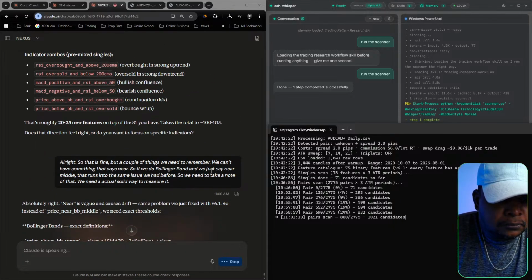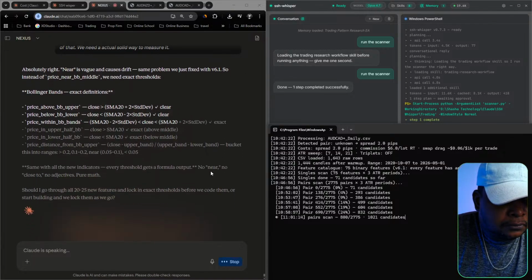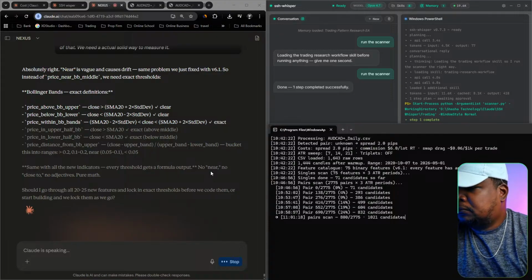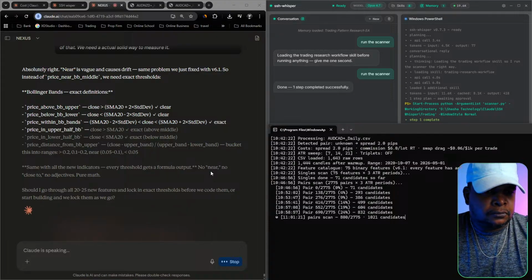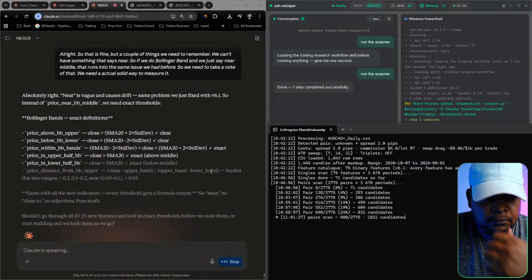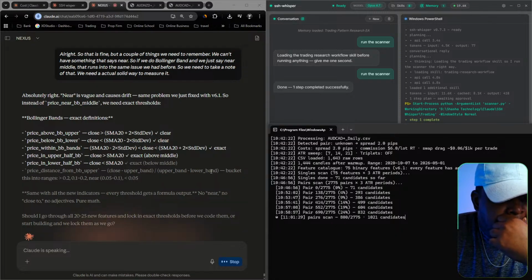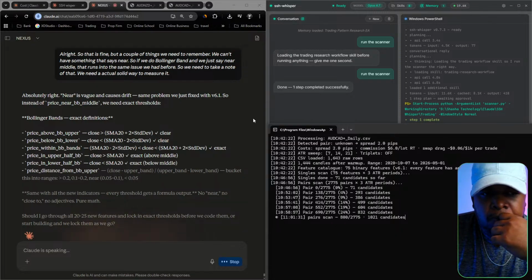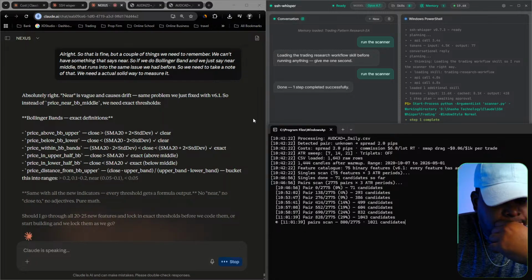Price within BB bands: close between SMA 20 minus 2x standard deviation and SMA 20 plus 2x standard deviation, exact. Price in upper half of BB: close above SMA 20 exact, above middle. Price in lower half of BB: close below SMA 20 exact, below middle. Price distance from BB upper or lower band: bucket this into ranges, 0.2, 0.1, 0.05.